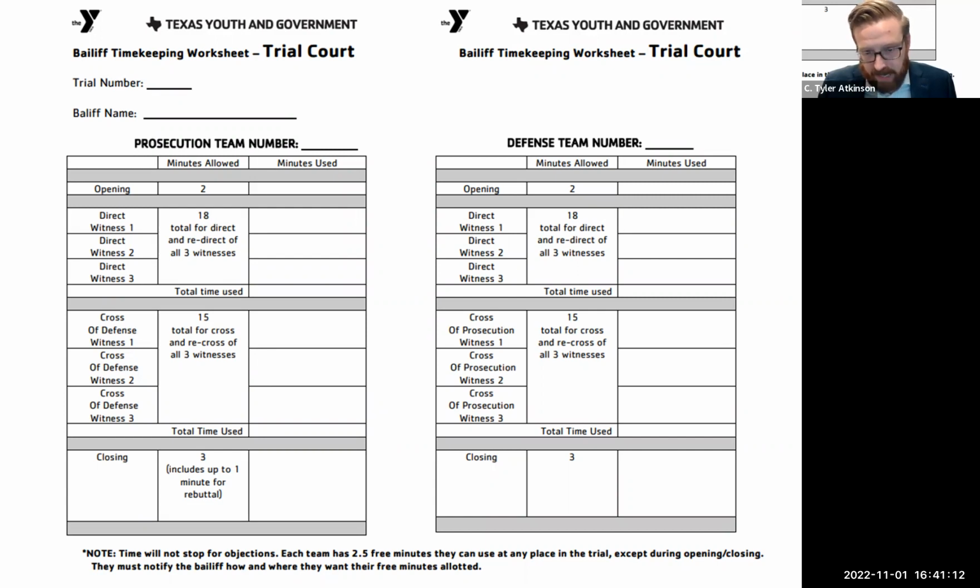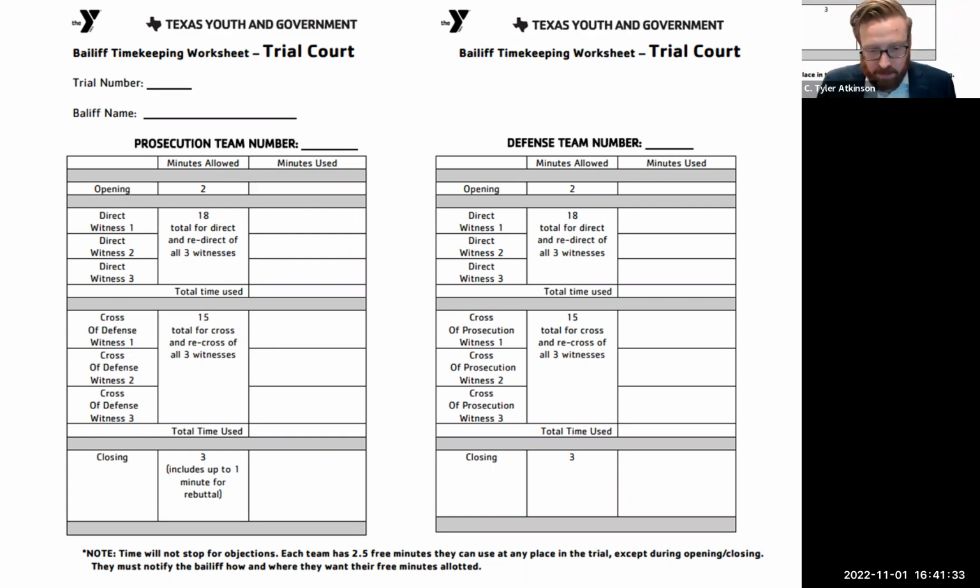The defense direct, they'll call their 3 witnesses. The prosecution will cross all of those witnesses. So it's across the score sheet. And then we have closing arguments, 3 minutes. One of those can be reserved or used for rebuttal. And then defense has 3 minutes outright. They don't get a rebuttal. It's 3 minutes all at once.